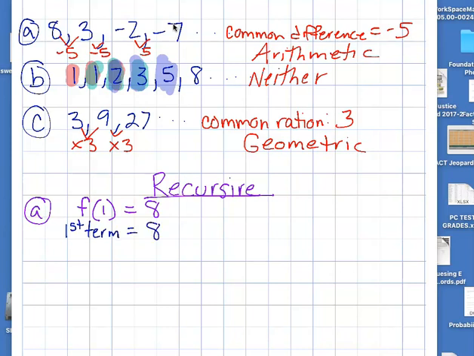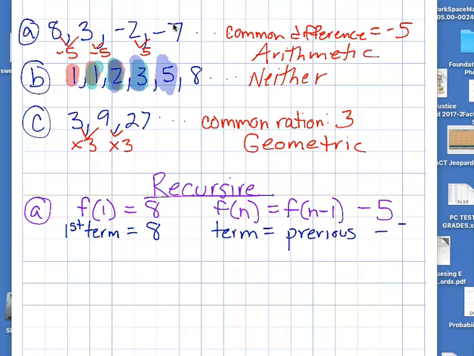Then to get any term, we'd need the previous term, so f of n minus 1, and we are subtracting 5. Again, you might see different letters. So this means to get a term, you take your previous and you subtract 5.